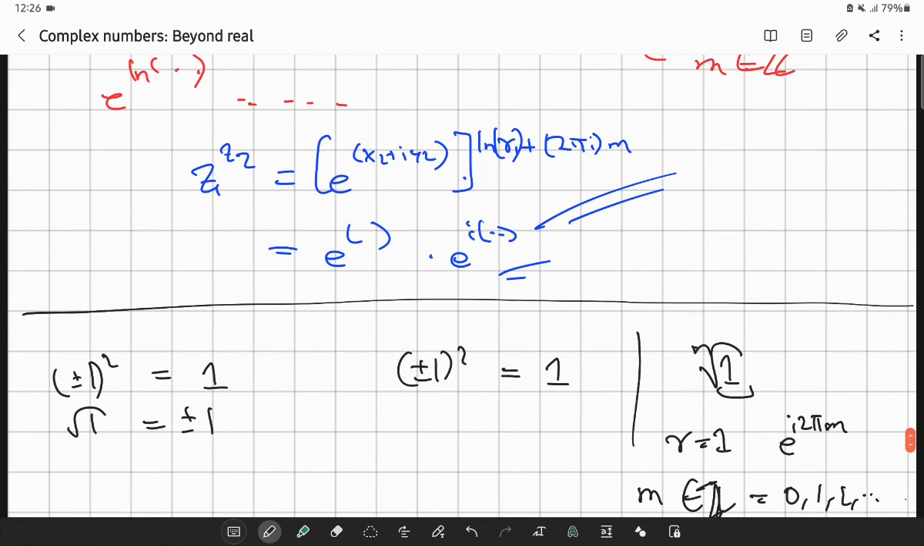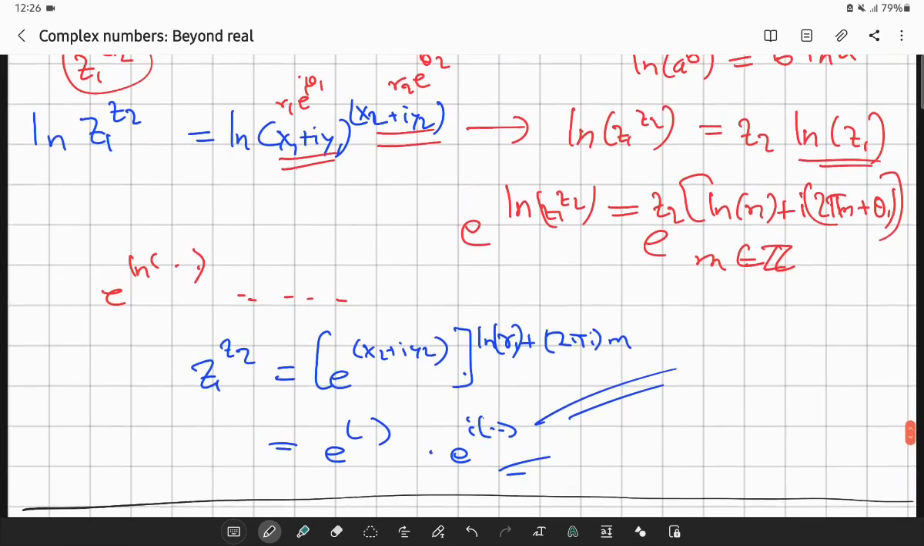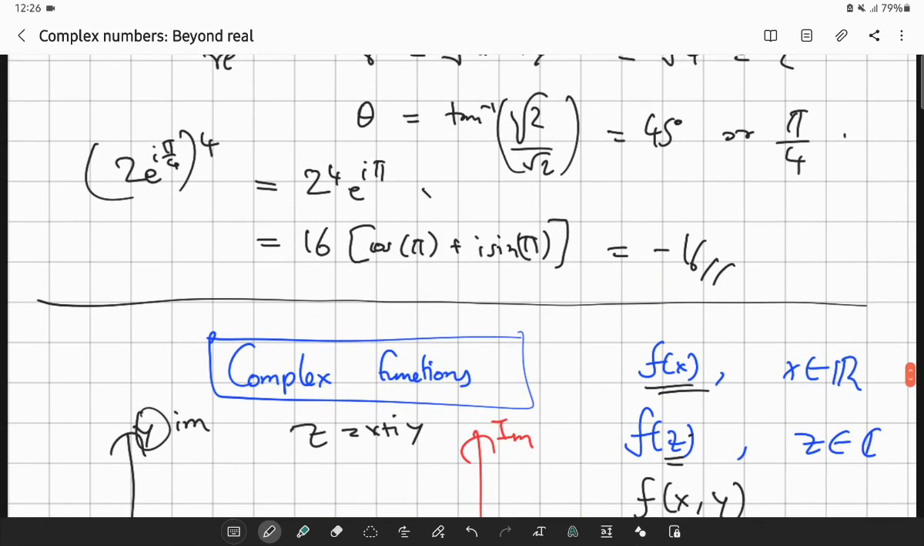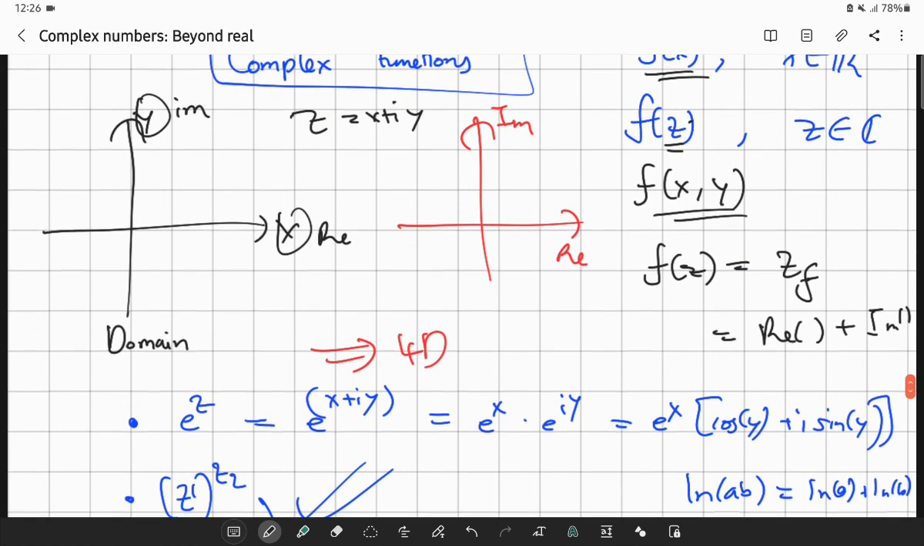I think I'll postpone the roots of unity to the next lecture, along with some examples of these complex functions. So in the next lecture we're going to complete this chapter.